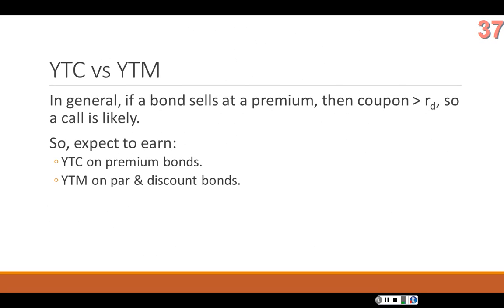In general, if a bond is trading at a premium, then the coupon rate is higher than the current market rate, so a call is likely. So typically, you expect to earn the yield to call on premium bonds and the yield to maturity on par and discount bonds.